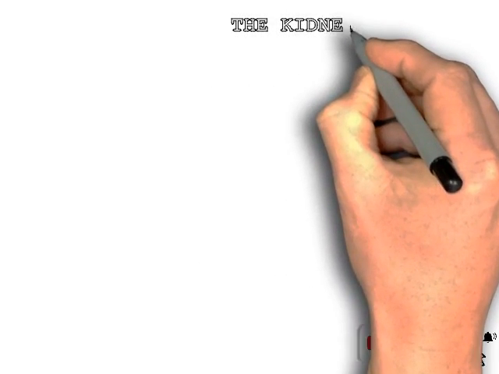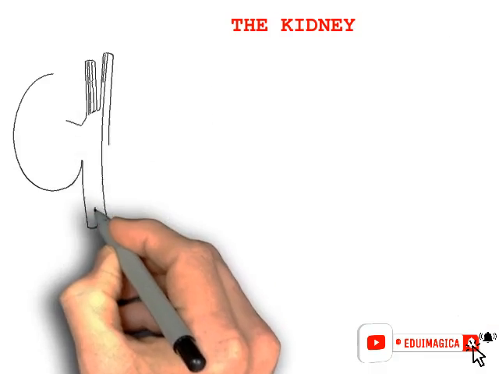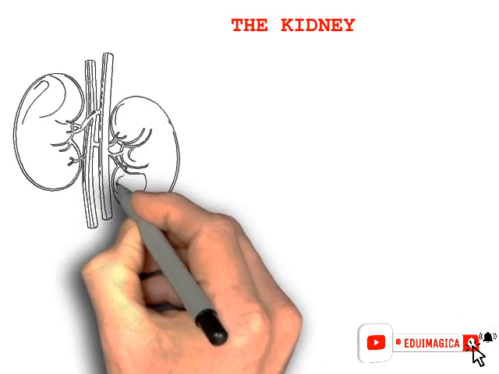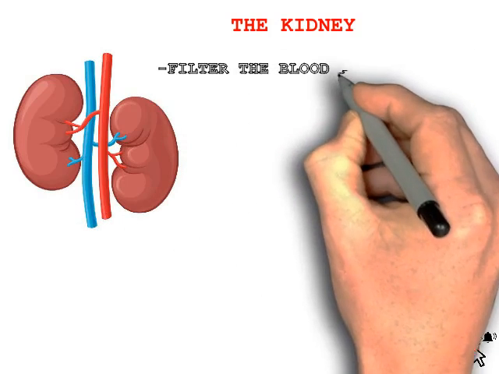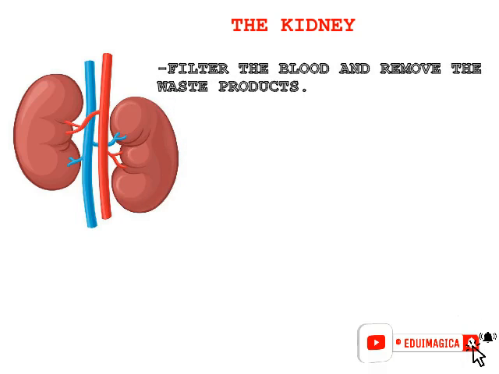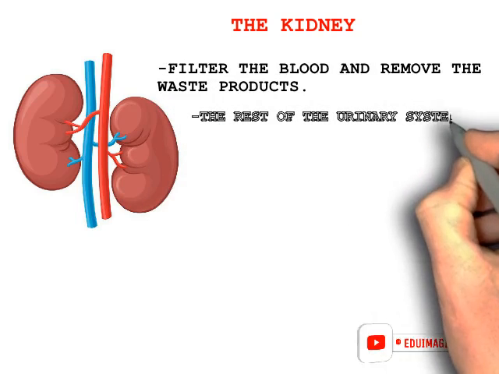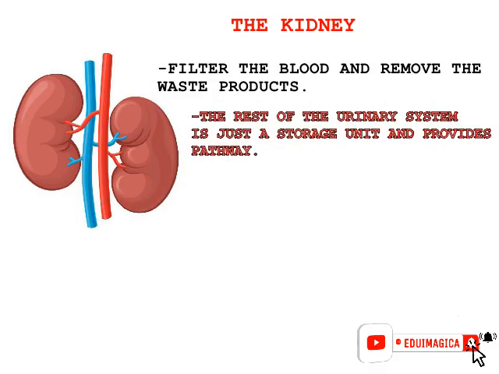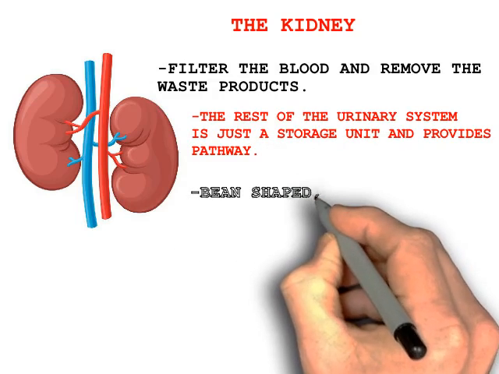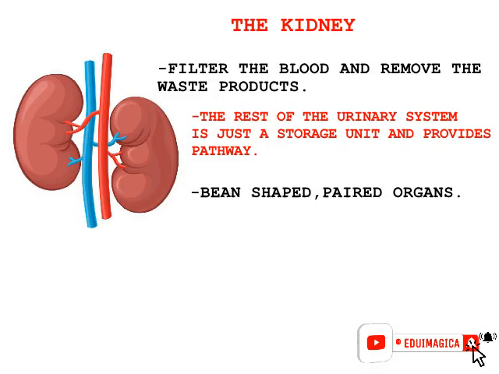So we can say that the main hero of the urinary system is this pair of kidneys. Kidneys do the main job of filtering the blood and removing the waste products. The rest of the urinary system is just a storage unit and provides a pathway. The kidney is a bean-shaped paired organ.